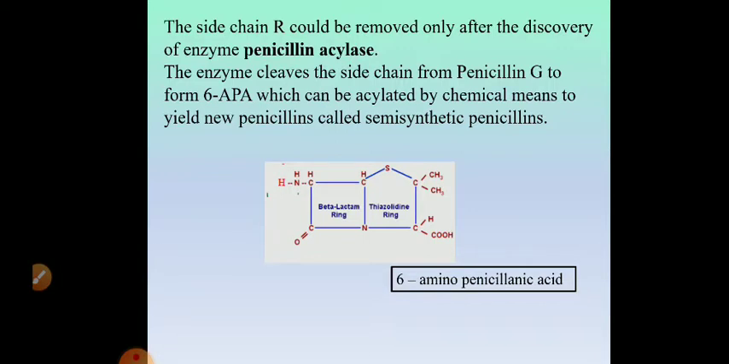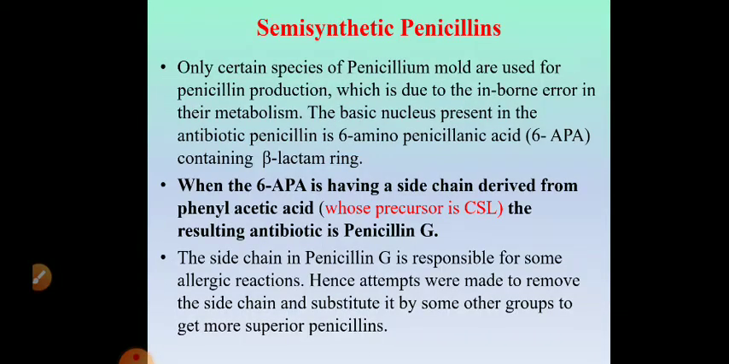Now, when the 6-amino penicillanic acid has a side chain derived from phenylacetic acid, whose precursor is corn steep liquor, which we studied in the last presentation, the resulting penicillin is called penicillin G. That means the basic molecule present in all penicillins is 6-amino penicillanic acid having a side chain R. When the side chain is derived from phenylacetic acid, the product we obtain is penicillin G, in most cases.